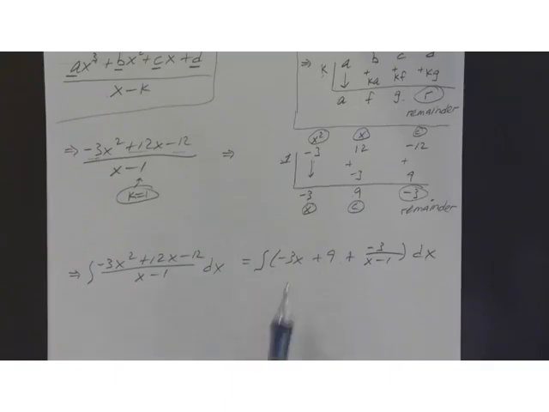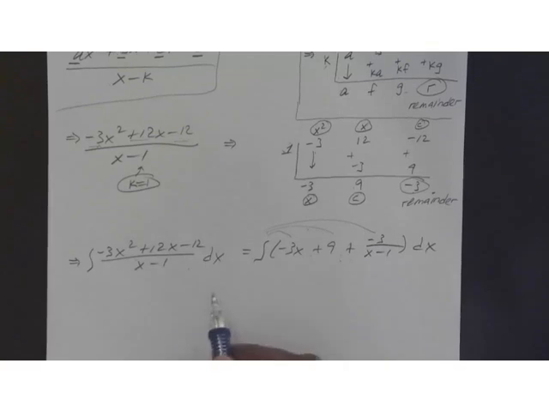And you can verify that these are equivalent functions. All you have to do is multiply the first two terms by x minus 1 over x minus 1. And once you combine like terms and everything, you will end up with the very same function. So now all we have to do is just integrate each individual term.